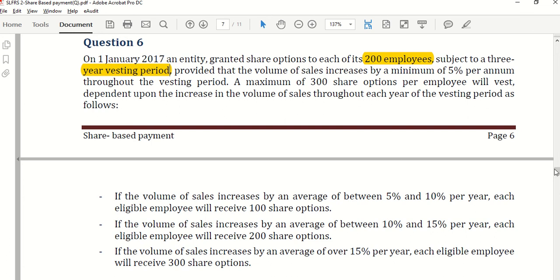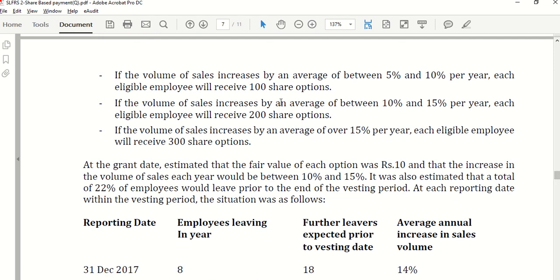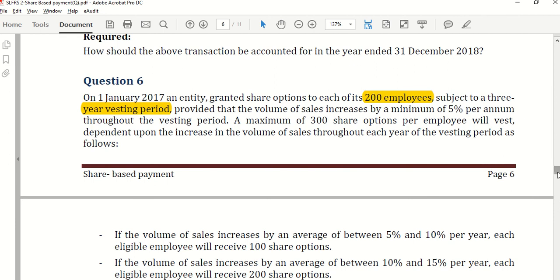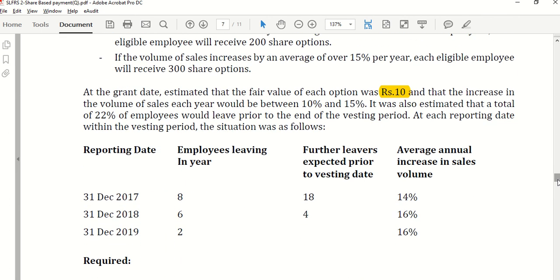These three factors are also given, right? 5 to 10% gives 100, then 200 and 300, and also given is the fair value of the share option at the grant date. Initially they believe that their expected rate is in the 10 to 15% range, which means 200 share options. They estimate the total number of employees to leave the company will be approximately 22%. There are 200 employees, and they are expecting 22% to go. Now, what happened in the first year?